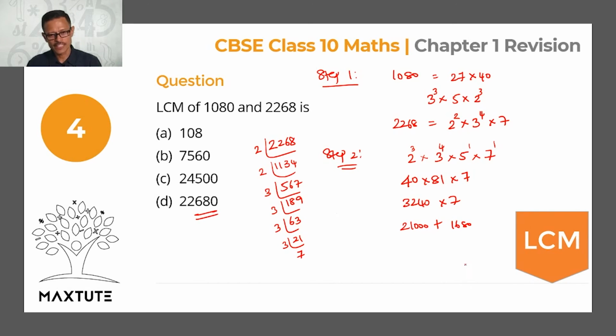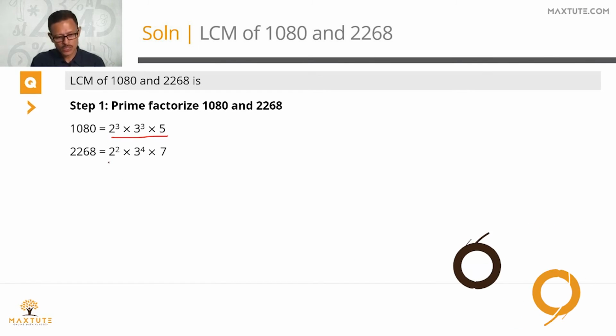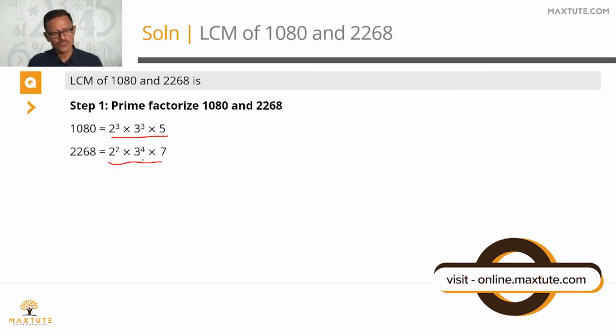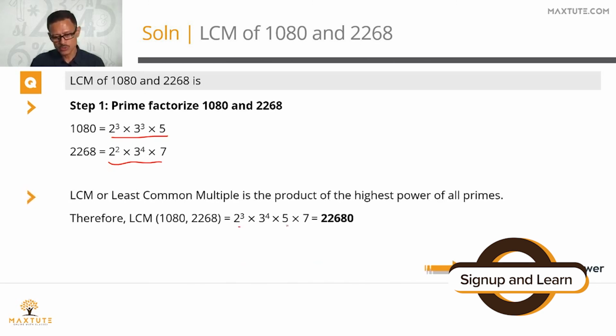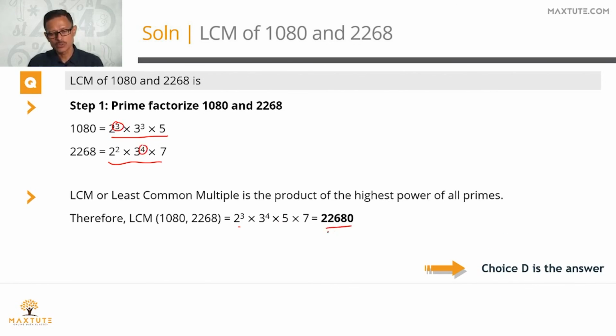Let's quickly summarize it in a printed form as we run through this process. Prime factorize both these numbers. It factorizes as 2 cube times 3 cube times 5. This one took a little longer for us: 2 square times 3 power 4 times 7. Picking all the prime factors, all the prime numbers 2, 3, 5, 7, with their respective highest powers: 2 cube and 3 power 4, 5 power 1, 7 power 1. The product is equal to 22680. Choice D is the answer. This question also appeared as part of one of the sample question papers.